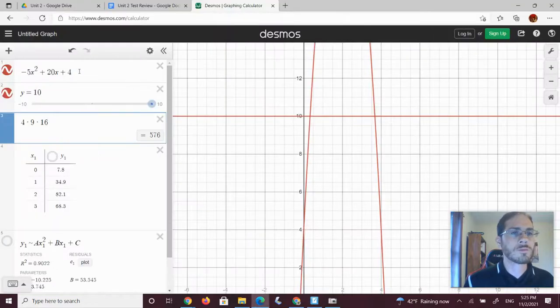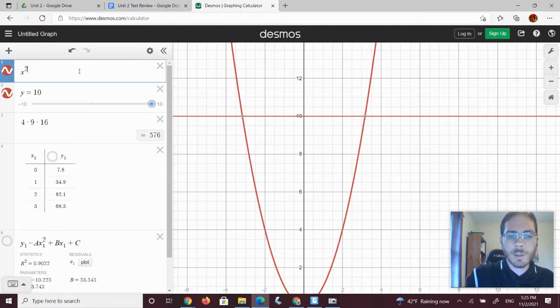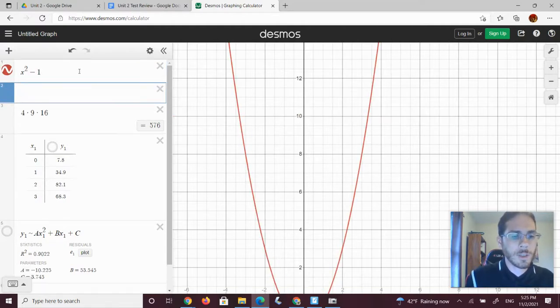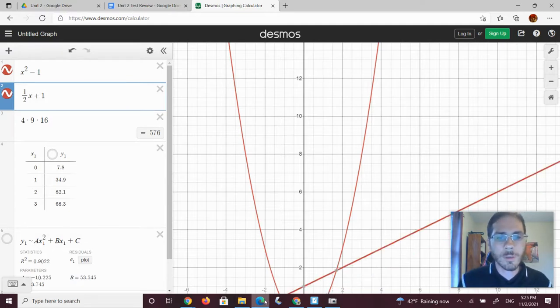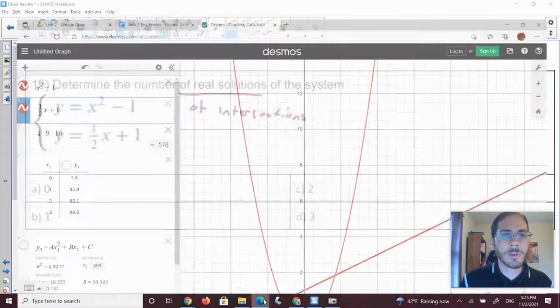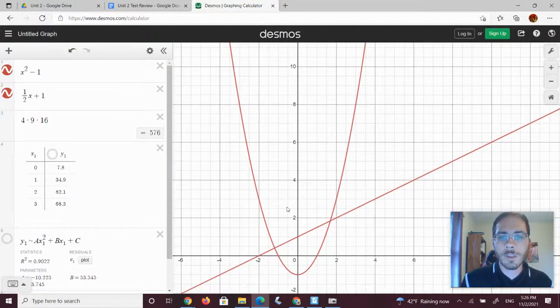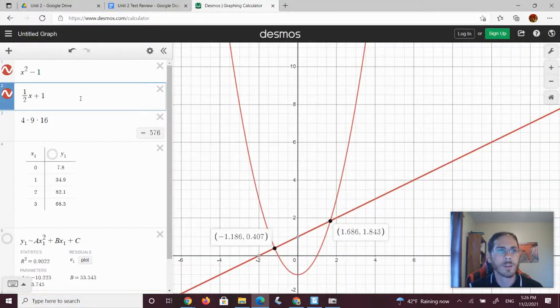All right, so we got x squared minus 1. I think we have like 1/2 x plus 1. What we had? X squared minus 1, 1/2 x plus 1. All right, and we see we cross twice. 1, 2. So there's 2. And that's it. We're just looking for how many intersections, how many places these cross. So again, this is a situation where it crosses twice.